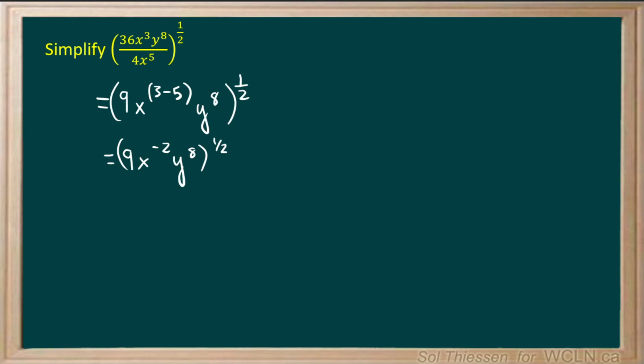1/2. And then we'll actually apply this 1/2 exponent. So we'll distribute it among the items that are being multiplied together. We'll have 9 to the power 1/2. Now we're going to employ another exponent law that tells us when we have something that's raised to a power that is then raised to another power, the two powers multiply together. So we'll have x to the power of -2 times 1/2 times y to the power of 8 times 1/2.